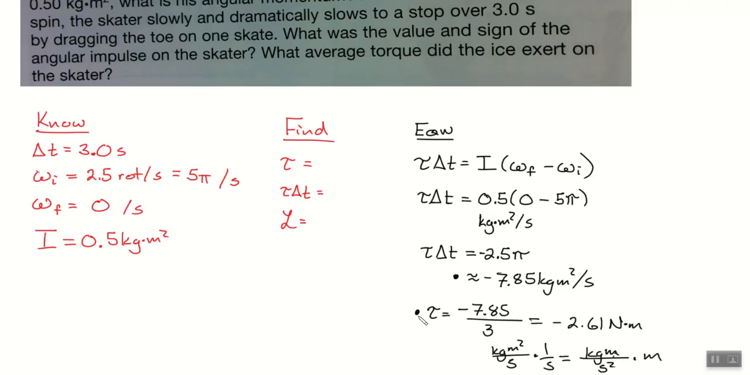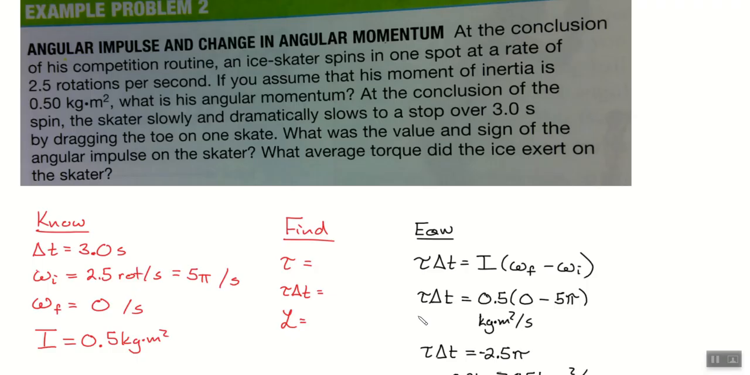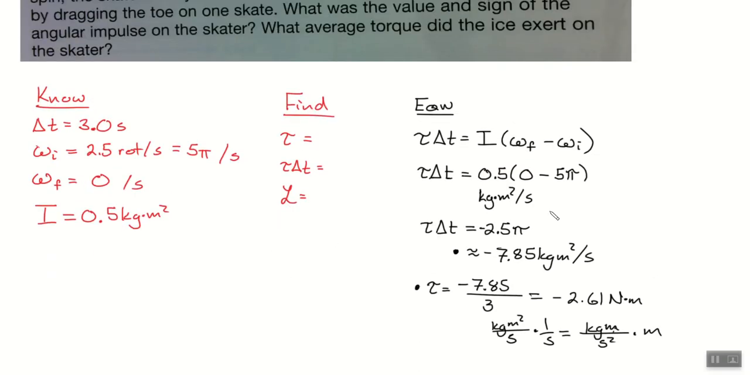One last little piece. We are also looking for L. What does L represent again? Angular momentum. So as we're looking at this, does it say angular momentum or does it say average angular momentum? What is this value and sign of the angular impulse? Average torque. And what is his angular momentum? So it's just the angular momentum to begin with, right? So, gosh, how do we find that? We need one more little equation, and maybe we could have done that one first.